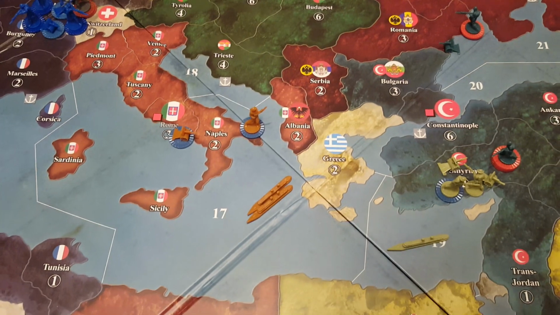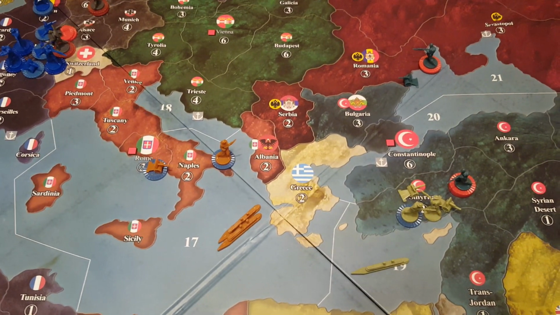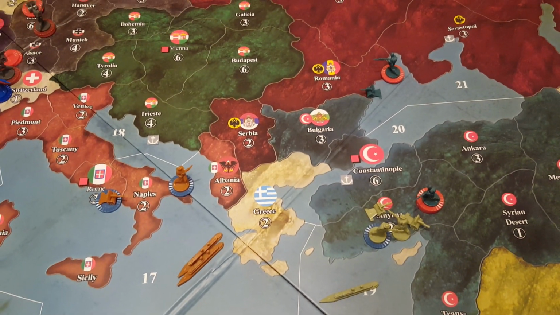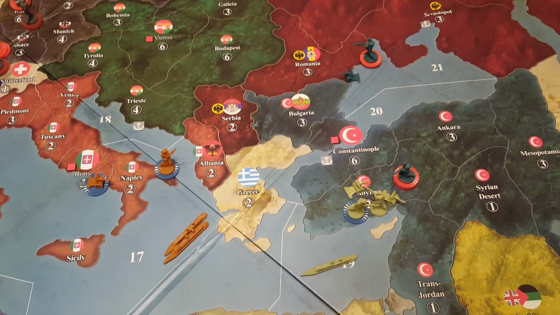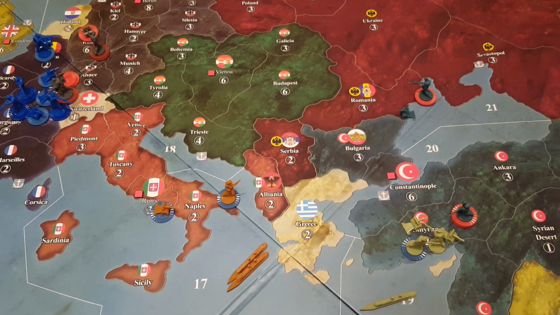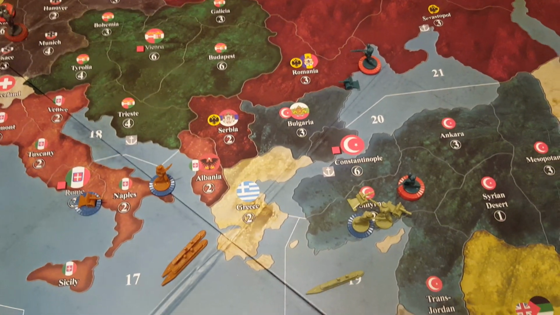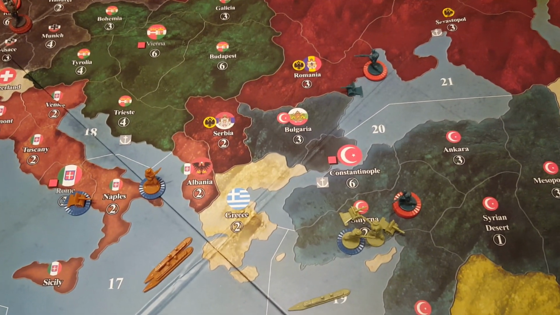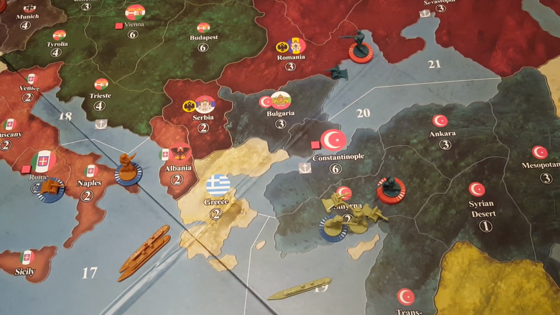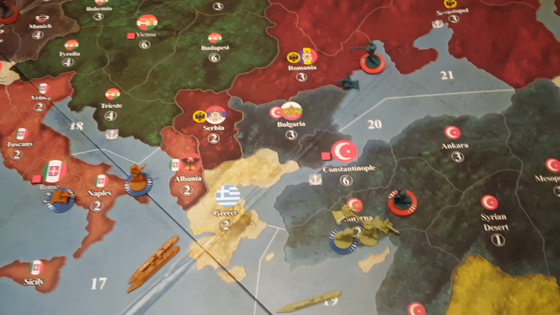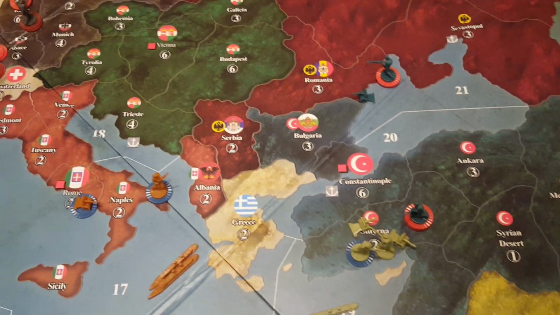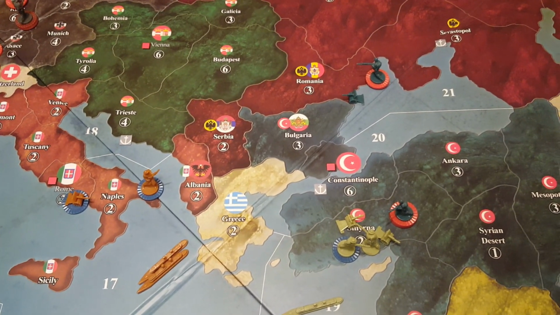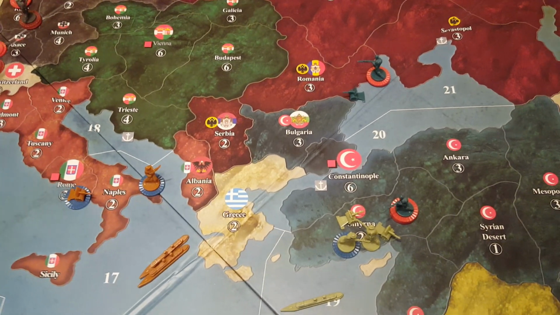Now, like in the case of Bulgaria, it doesn't have to be the Ottomans that move in. It could be any central power. If somehow the Austro-Hungarians manage to get down here before the Ottomans do, they could move a unit into Bulgaria and activate it. Those bonus troops would still go to the Ottomans because Bulgaria is aligned towards the Ottomans specifically, but any ally could move in there. Or, I'm sorry, any ally of the Ottomans. So any other central power could move in there.